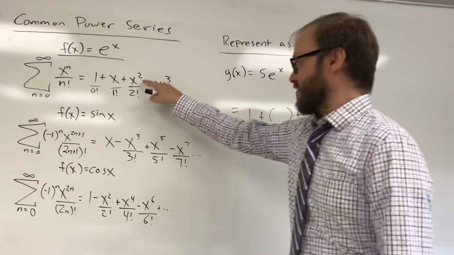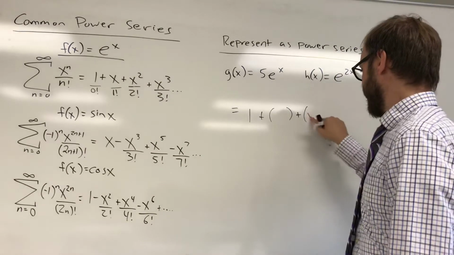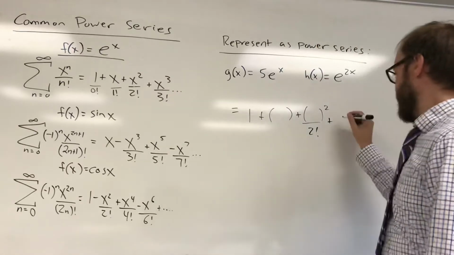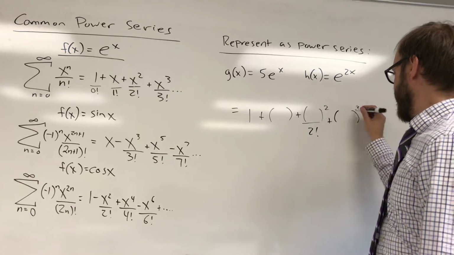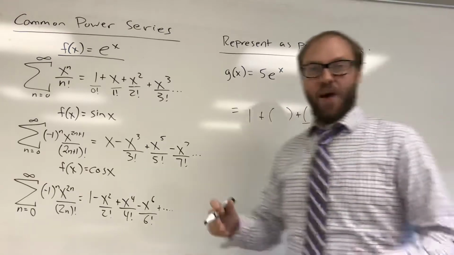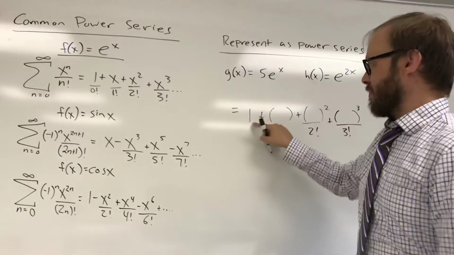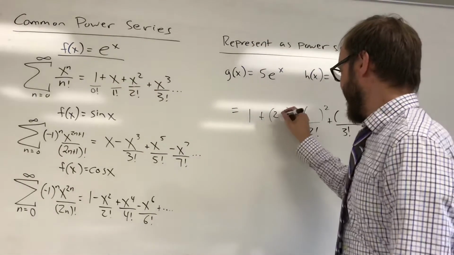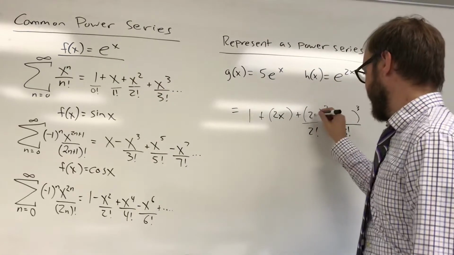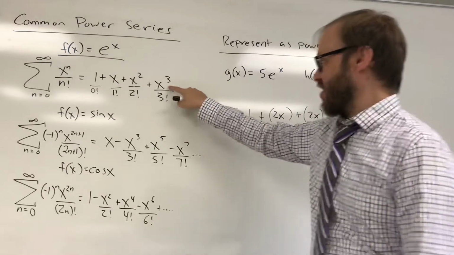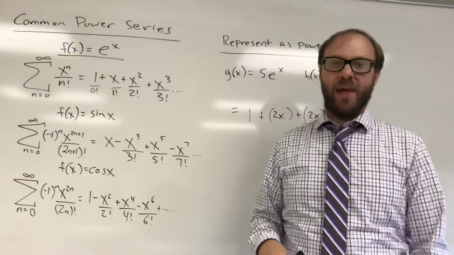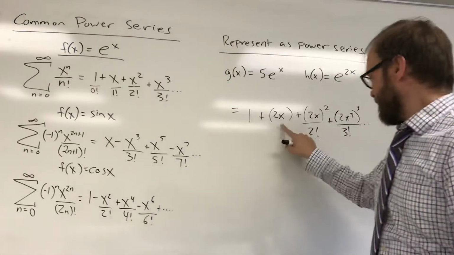So the basic setup is that it is 1 plus the input over 1 factorial, which is 1, plus the input squared over 2 factorial, plus the input cubed over 3 factorial, and so on. The only thing that's changing here is the input is now 2x. So you'll have 1 plus 2x, and then you'll have 2x squared over 2 factorial, and you'll have 2x cubed over 3 factorial, and that pattern will continue, okay? And again, you could simplify each of these down.